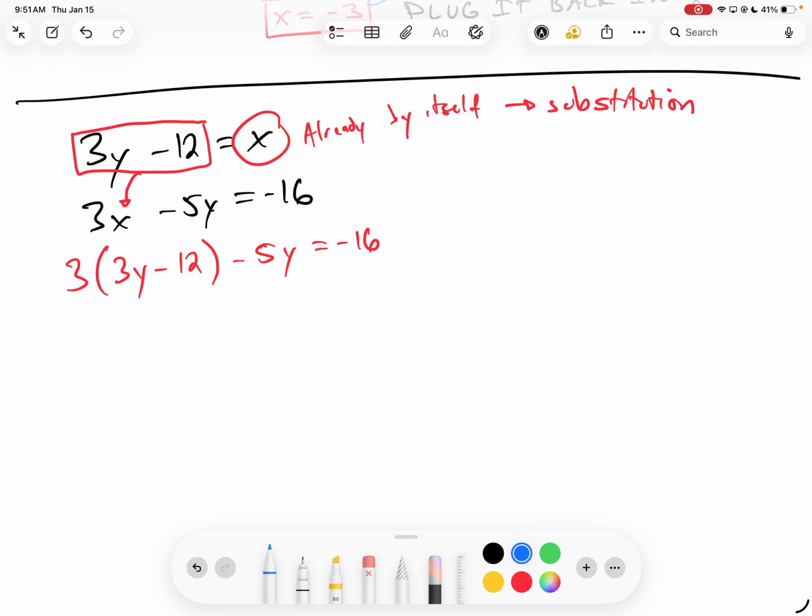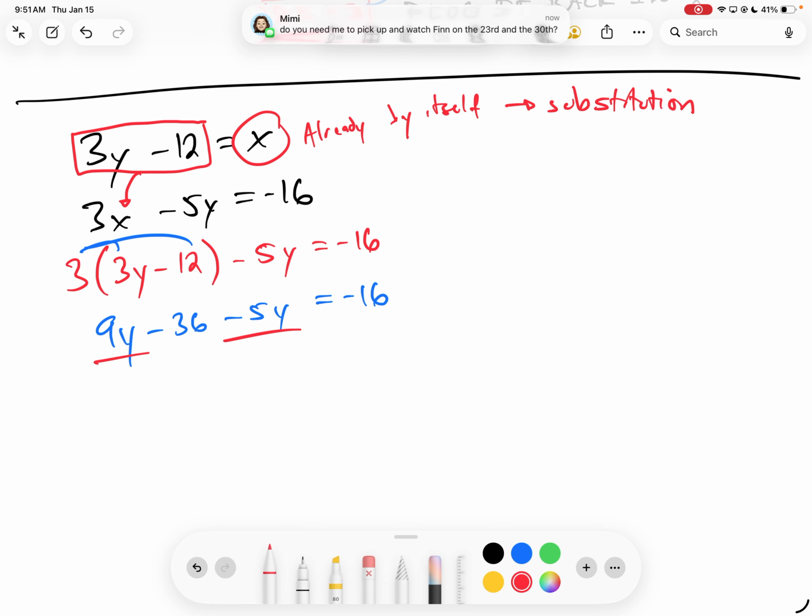All right, so we distribute here, and you get 9y minus 36 minus 5y equals negative 16. You can combine like terms.